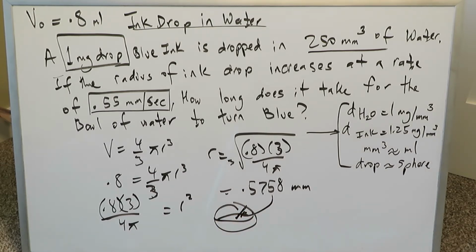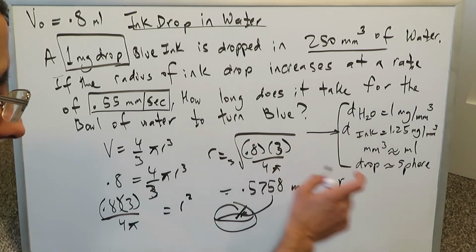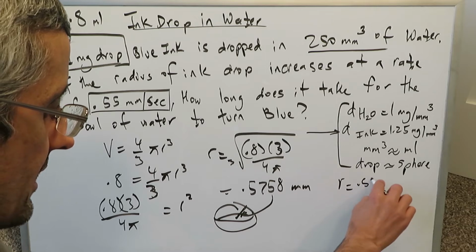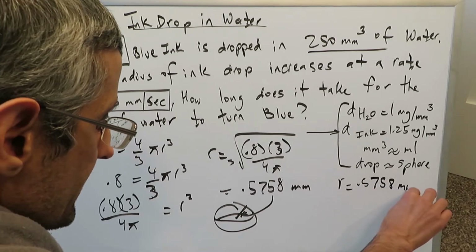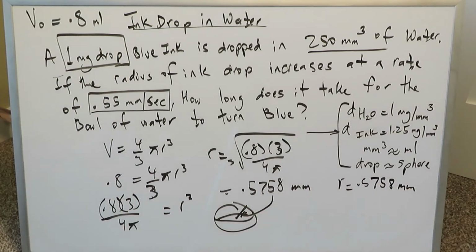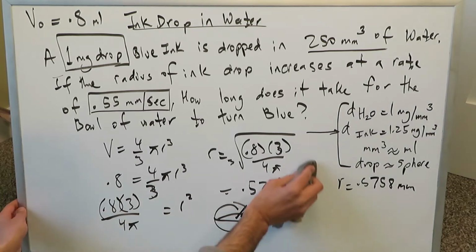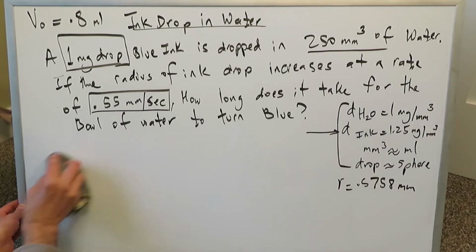So now we have another crucial piece of information. We'll put that right over here. The initial radius is 0.5758 millimeters. All of this will play out in a very logical way, and you will see it take shape and form. So what do we need to know? What are we looking for?